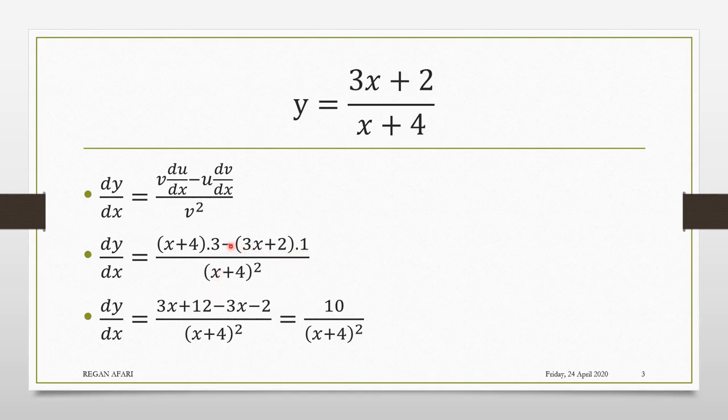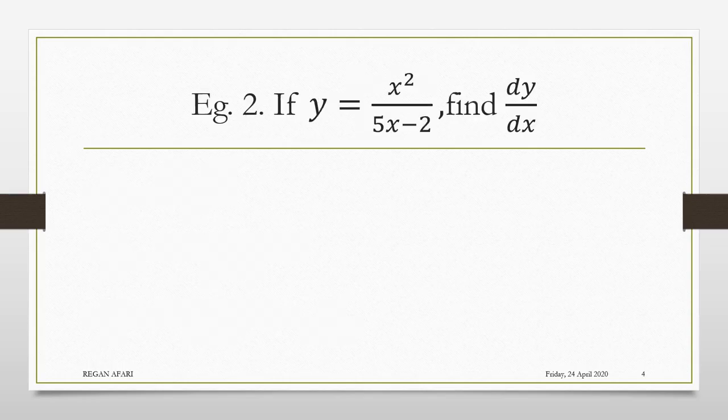But negative times 3x will give us negative 3x, then negative times 2 will give us negative 2. So 3x and negative 3x will cancel out. You get 0 there, and then 12 minus 2 will give us 10, over x plus 4 all squared, and you are done. Like I said, as soon as you get to this level, you are done with calculus. The rest is algebra.